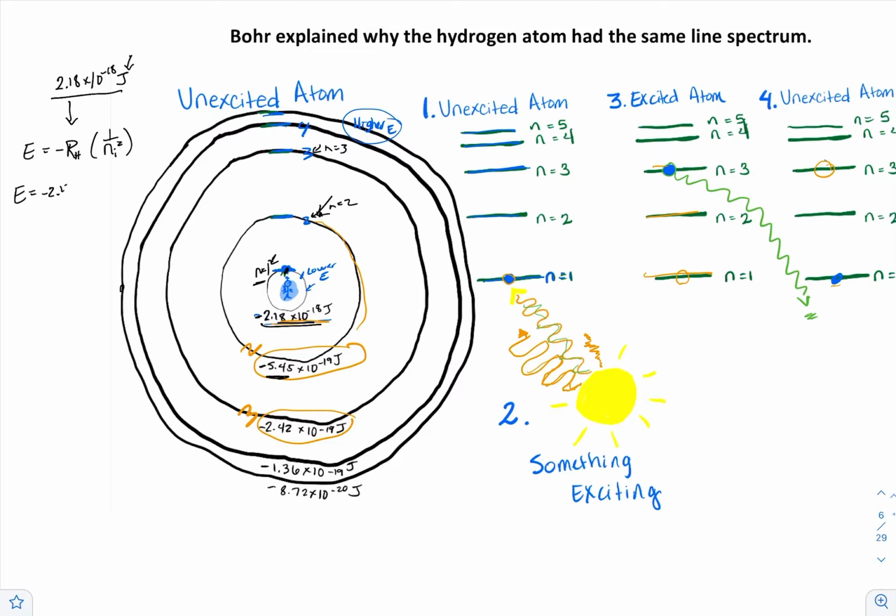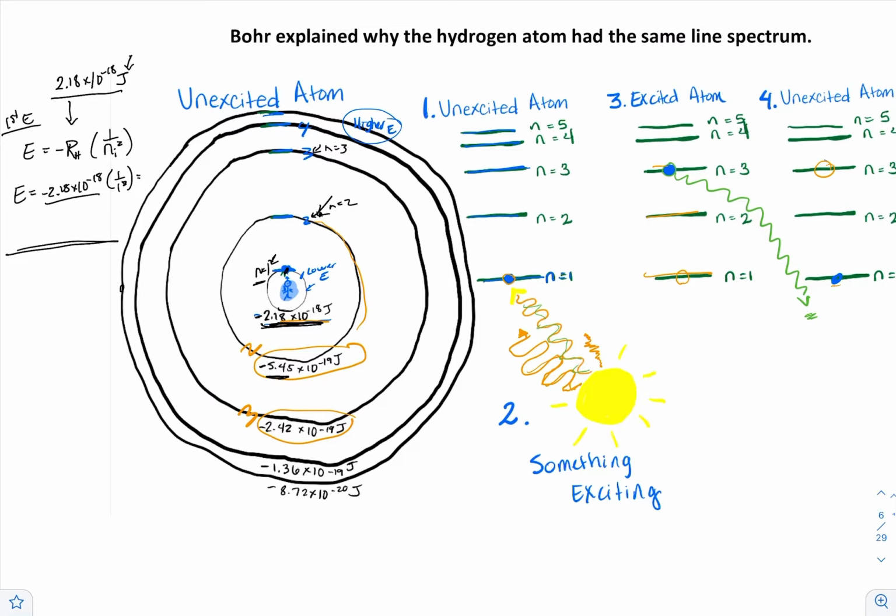Negative 2.18 times 10 to the minus 18th, 1 over, and then that's just 1. It's on the first energy level. 1 squared equals, so this is for the first energy level. Notice it's just basically this number times itself. So that is what our first energy level's electron's energy is.